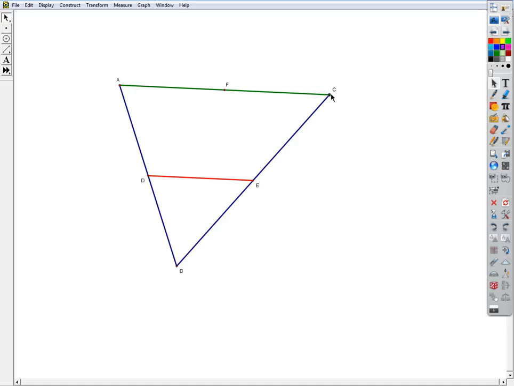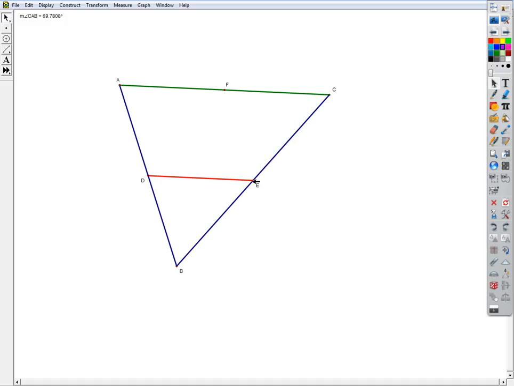Are there any angles I could measure that would tell me if they're parallel? Okay, how about measuring angles A and D right here? So let's measure those and see. I've got angle CAB, this upper angle. Let's measure that. There it is, 69.7808. Now let's measure angle EDB.